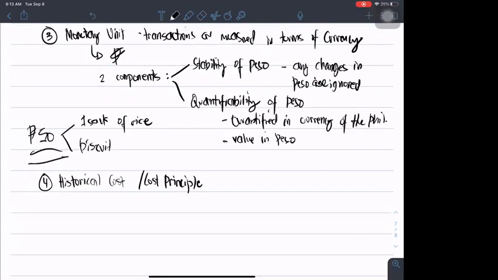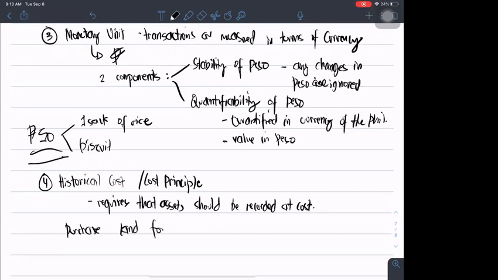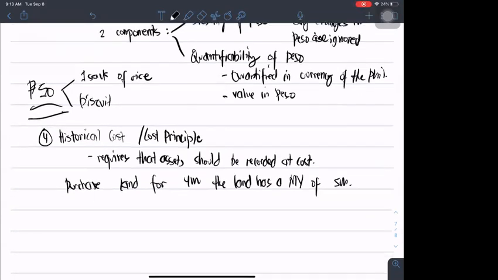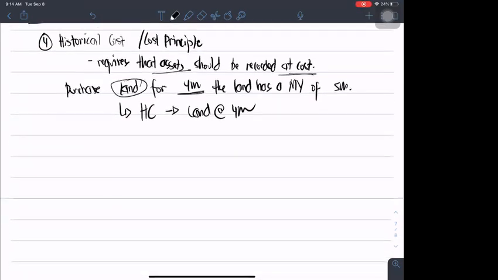So when we say historical cost concept or cost principle, this requires that asset should be recorded at cost. So for example, I purchase land for 4 million pesos. The land has a market value of 5 million pesos. So in historical cost, you will record the asset at cost. So the land, you purchase it at 4 million. Therefore, using historical cost concept, you will record the land at 4 million because you need to record it at cost or historical cost. So that is your historical cost or cost principle.